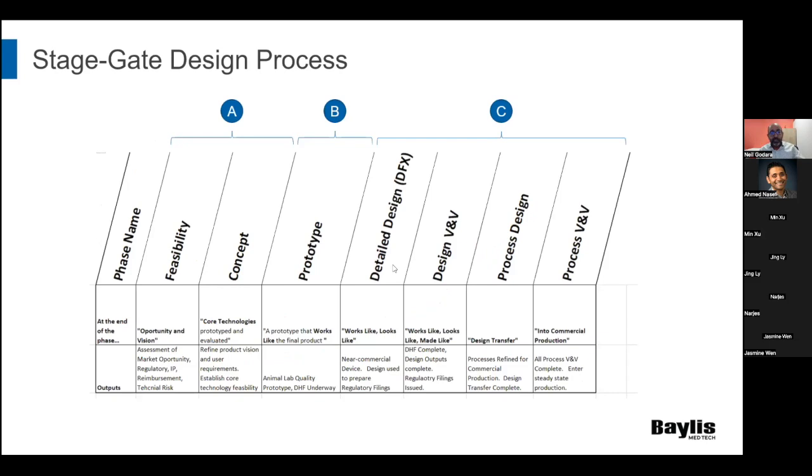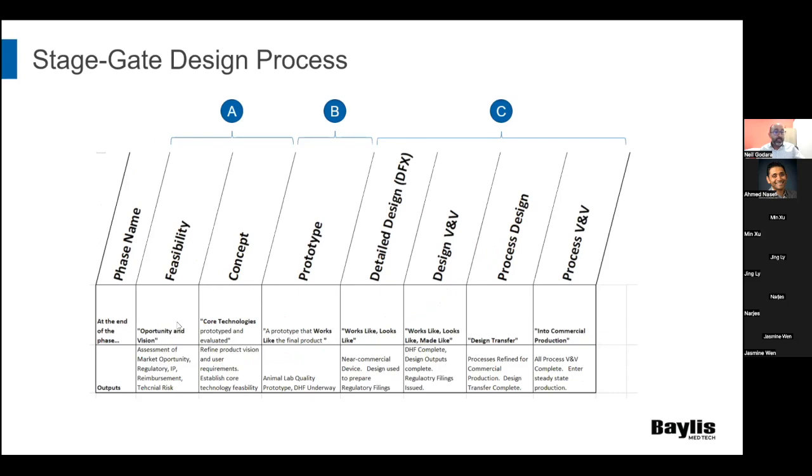This is what we use. We have these different processes that we take things through. The feasibility and concept is really speaking to, we talked about the defined need and really understanding exactly what we're going to make.